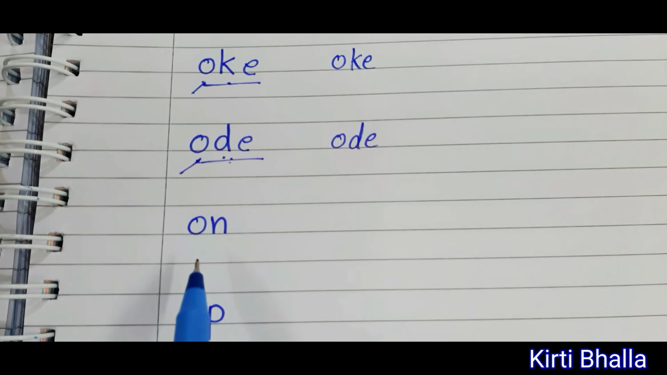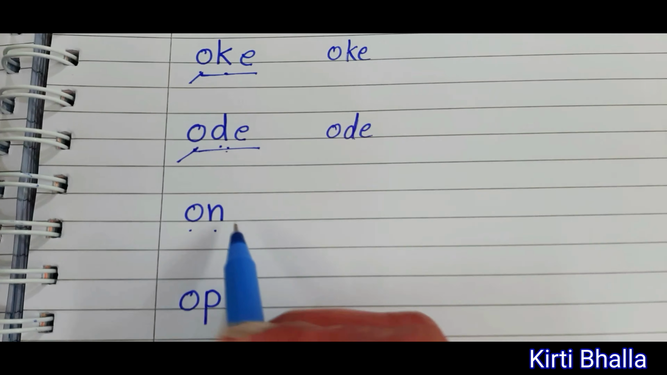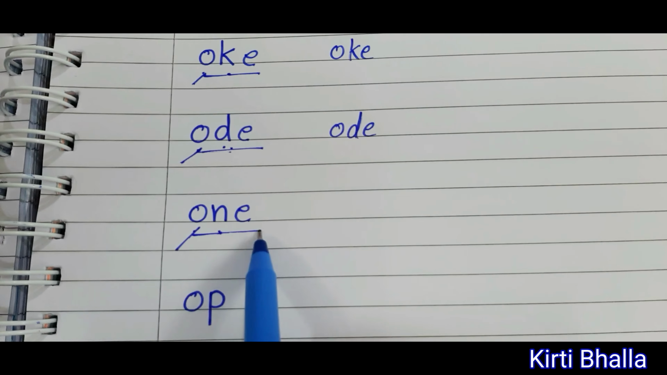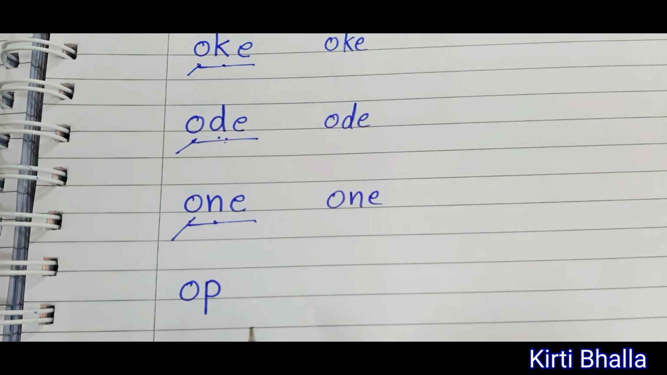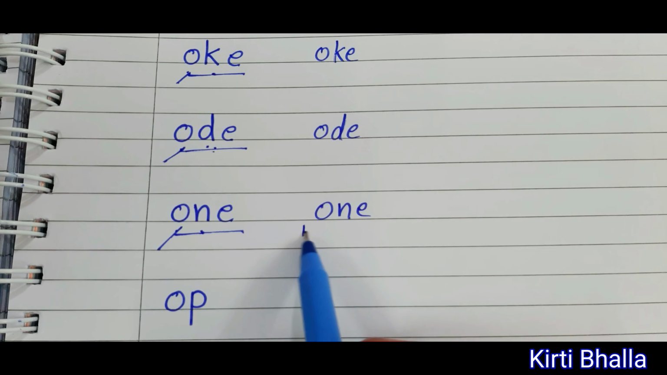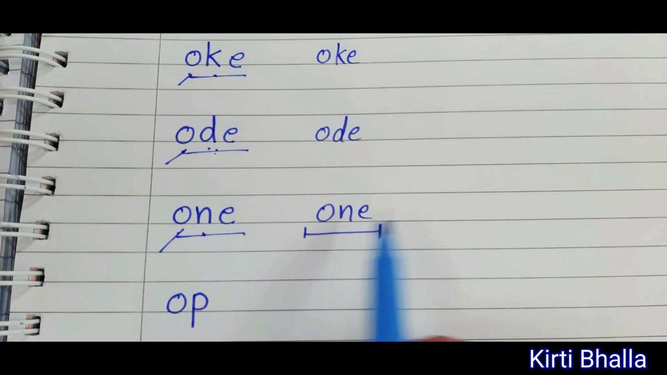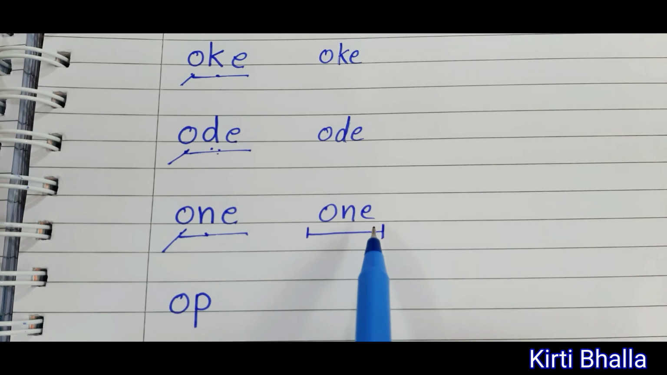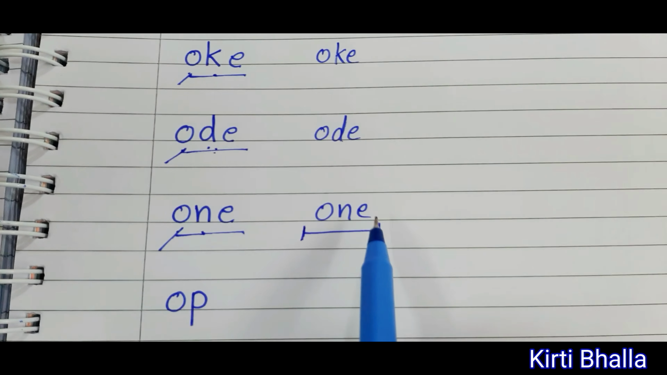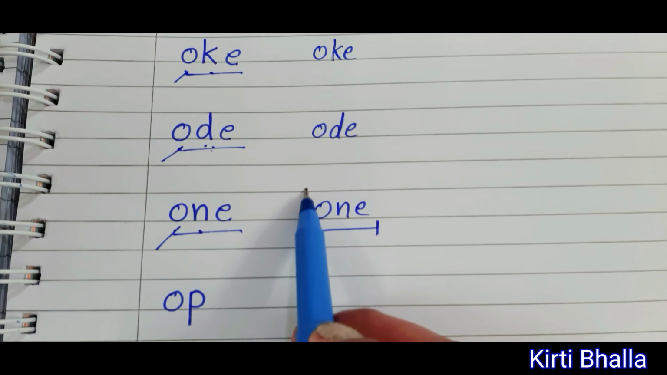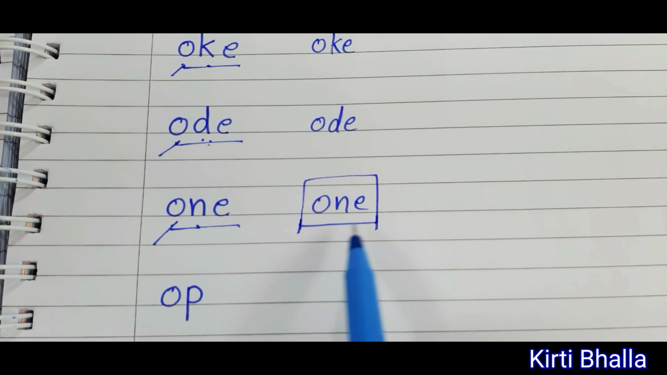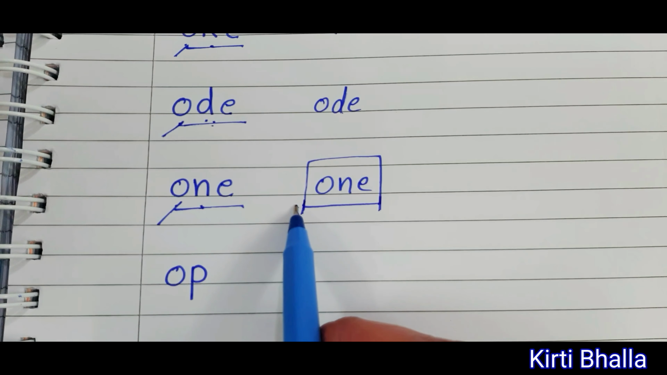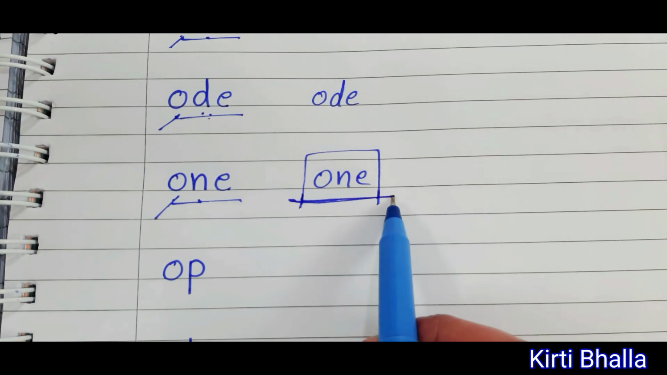Next, O, N, on. Now, when I write E here, it becomes O, N, one. Now you must be thinking that this is the number name, O-N-E, 1. But right now we are not doing number names. We are doing the sounds, the rule of silent E. So it's okay if you think that yes, this is a number name, but right now I'm telling you the sounds. So let's focus only on the sound. This is own. The sound is own.